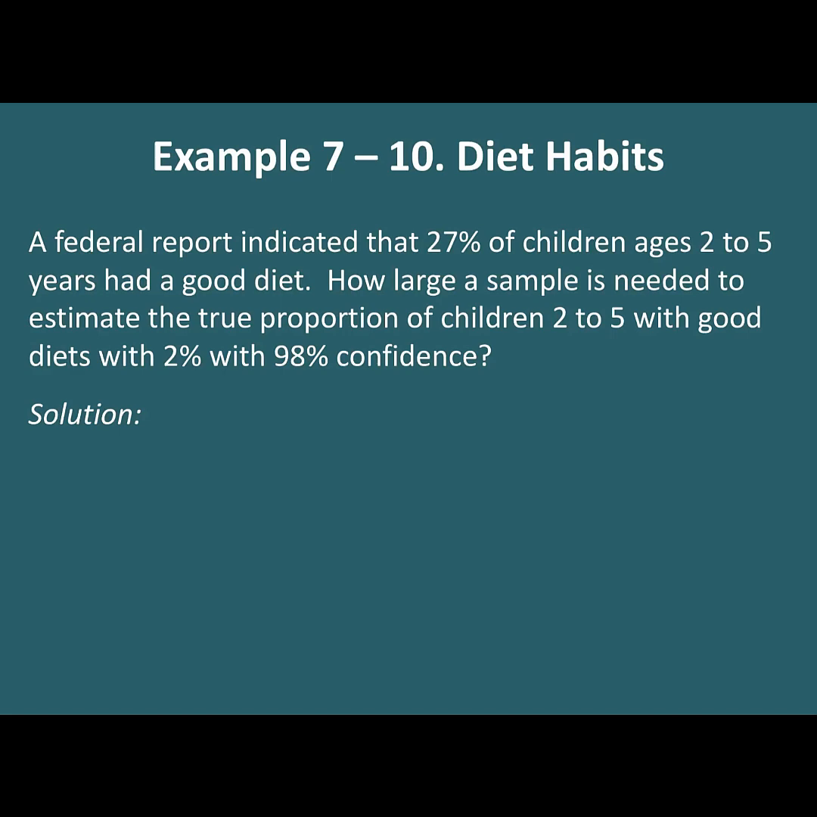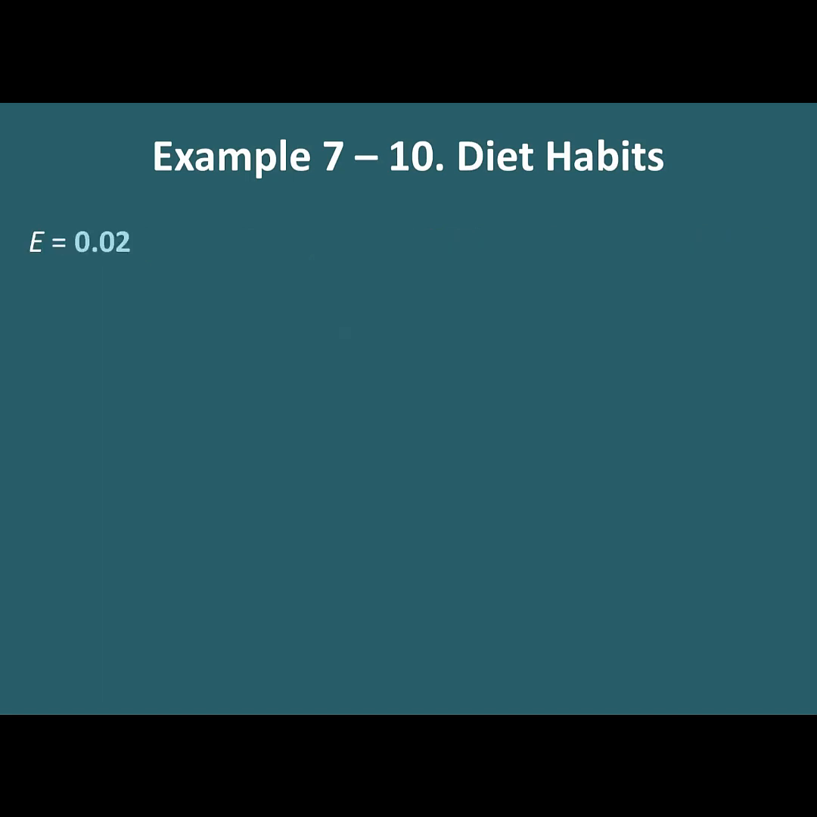Hopefully you paused the video yourself, and if you did, let's go ahead and see if your results match up with mine. A federal report indicated that 27% of children ages 2 to 5 years had a good diet. How large a sample is needed to estimate the true proportion of children 2 to 5 with good diets with 2% and 98% confidence? Calculating p hat gives us 27 divided by 100, which is 0.27, q hat being 0.73. Once again, since we have 2% as our margin of error, we will use E equals 0.02.